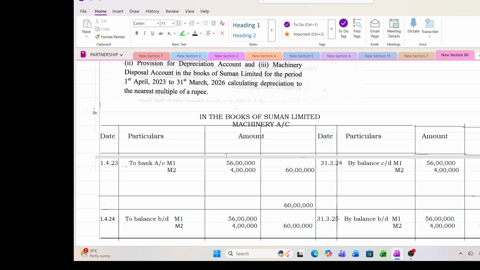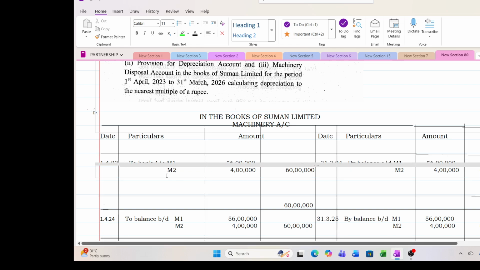We bought a machinery for 60 lakhs and a part of it, which is 4 lakh rupees, got auctioned because it had become obsolete. So I made it M1 and M2. You can name this 4 lakh as M1 as you wish. It doesn't make any difference. So one machinery they got for 56 lakh and the other machinery for 4 lakh. So the total comes to 60 lakh.